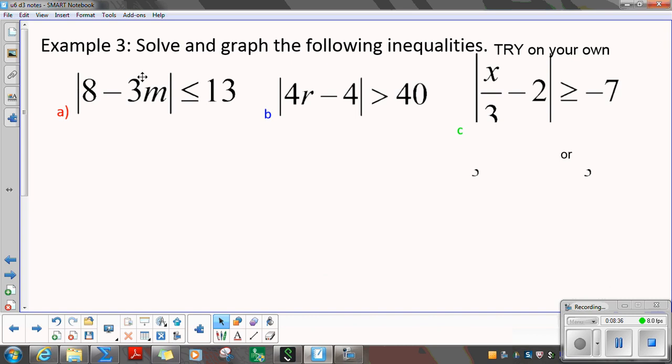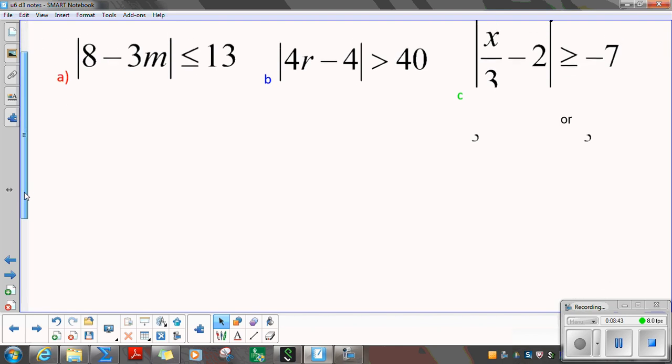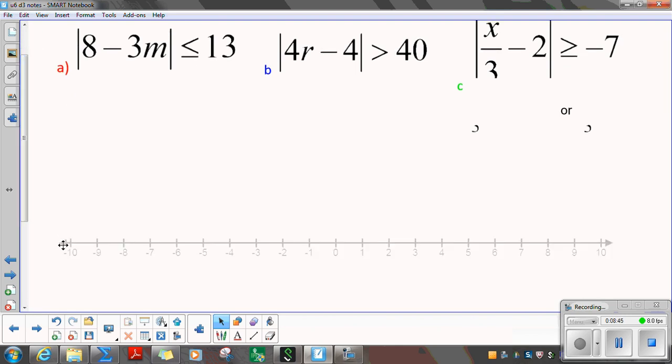So let's go ahead and try these now. We have to solve and graph the following inequalities. Okay? So, I just had one big number line to put all my work in. So, A and B I'm going to do, but you guys are going to do C on your own. Okay? So, A, it's a less than statement. So that means it's an and statement. So I'm going to go ahead and rewrite it so it has the and statement in between.